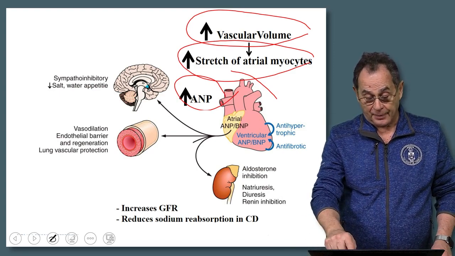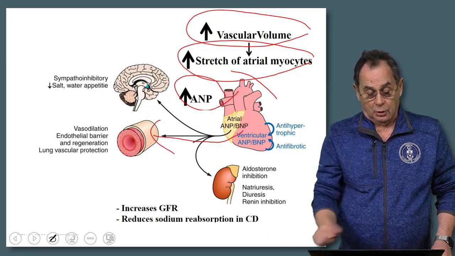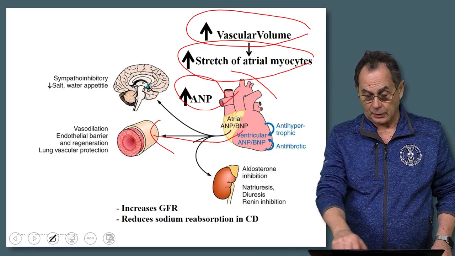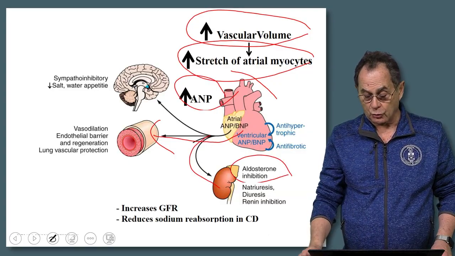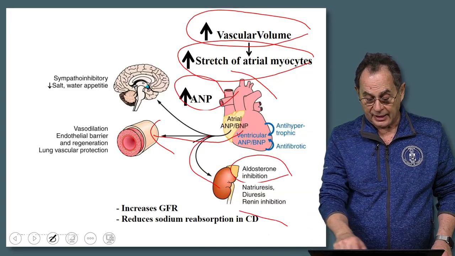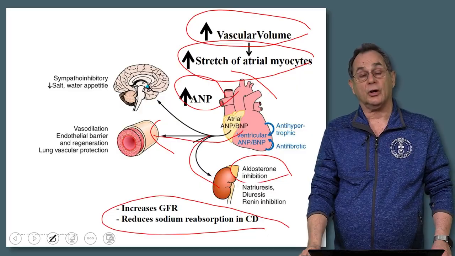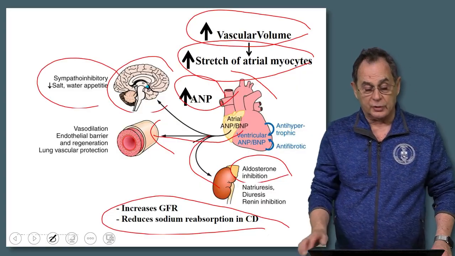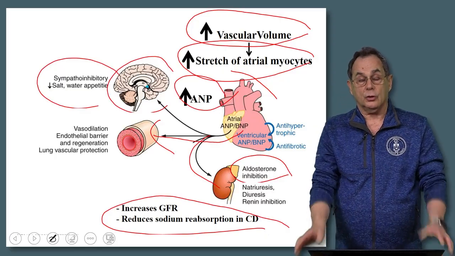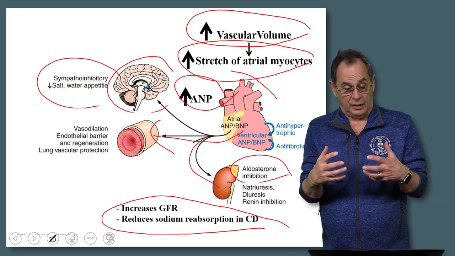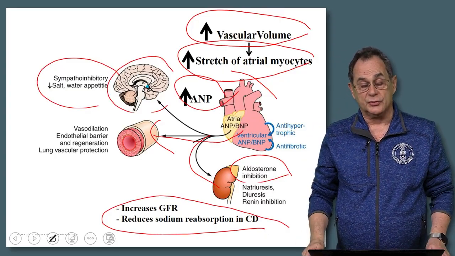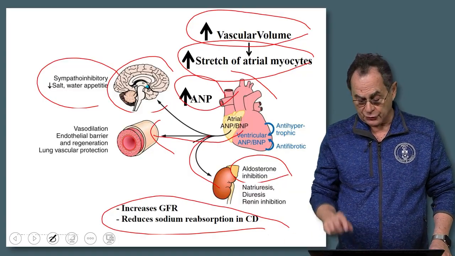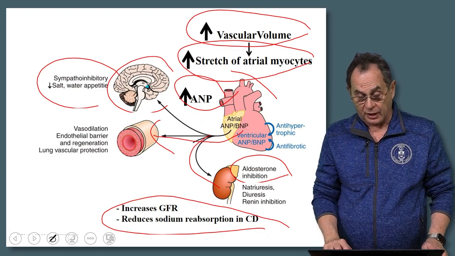The atrial natriuretic peptide causes vasodilatation. It inhibits aldosterone release, and it inhibits sodium reabsorption in the collecting duct. It also goes to the brainstem where it decreases sympathetic activity, and it decreases salt and water appetite. All things that would serve to restore sodium balance.